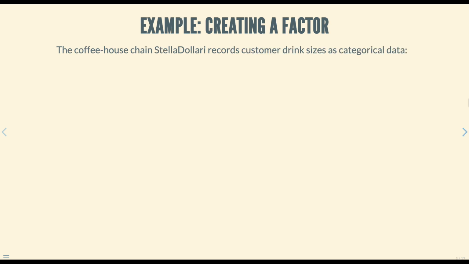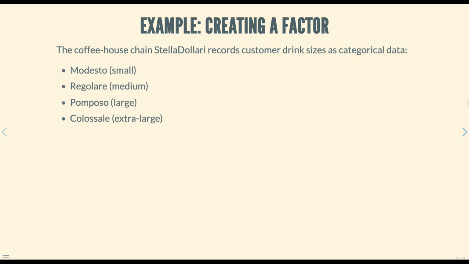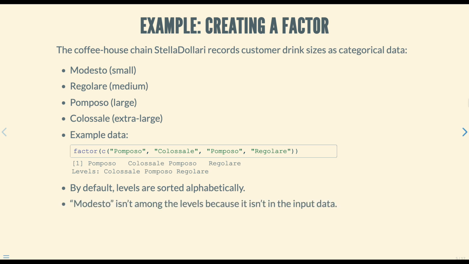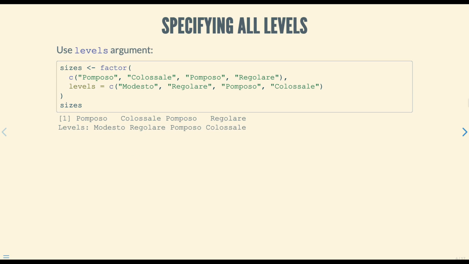Imagine the fictional coffeehouse chain Stella Dellari offering drink sizes Modesto, Regolara, Pomposo, and Colossal. The first four customer orders are Pomposo, Colossal, Pomposo, and Regolara. We create a factor of these orders with the factor function, as shown here. By default, R sorts the levels alphabetically and only includes categories seen in the input. To include every possible category, even those not observed in the data, we pass the levels argument to factor.